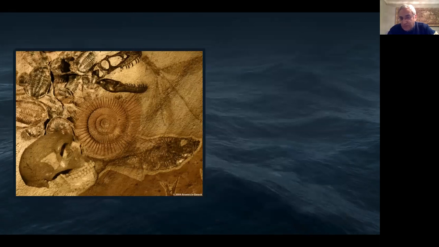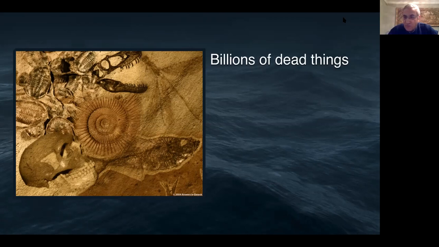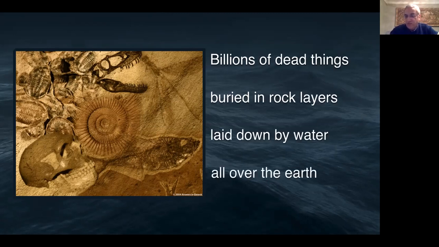So what do you expect if there is a universal flood? You find billions of dead things buried in rock layers, laid down by water all over the earth. And that's exactly what you find in the fossil record. You find billions of dead things buried in rock layers, that's sedimentary rocks, laid down by water all over the earth. And this is the record of all the fossils in the world.